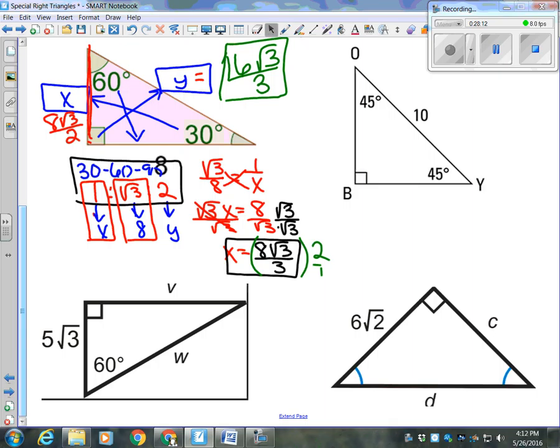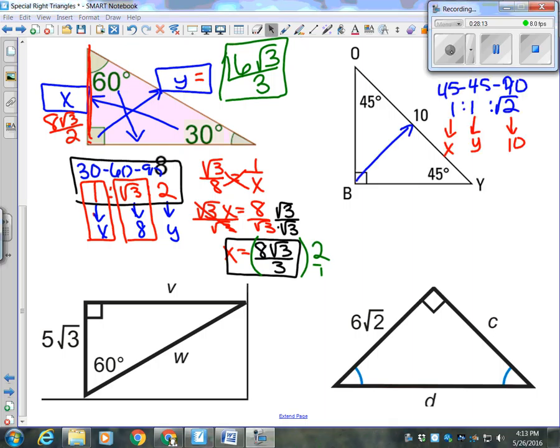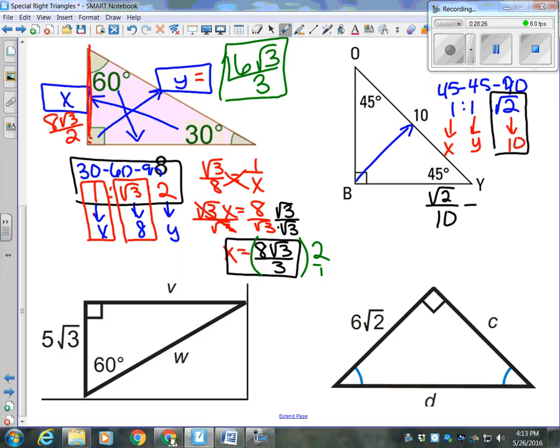All right, did you get this one set up? Let's see what you got. Pause again. This is my known ratio, square root of 2 over 10. So the square root of 2 is related to 10 in the same way, and I'm just going to pick x. 1 is to x. Cross multiply. All right. Square root of 2 times x is equal to 10. Divide by square root of 2.